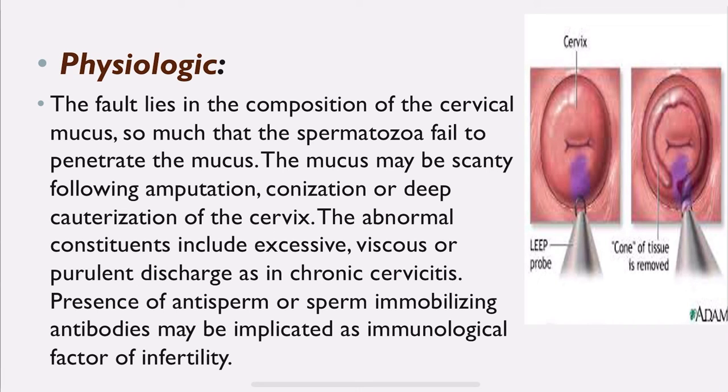So the fault lying in the cervix, what could it be? One, there must be some defect in the composition, or the mucus will be scanty. The mucus will be scanty in which conditions? When there is amputation, conization, or cauterization of the cervix. Then there could be anti-sperm antibodies produced in the cervical mucus against the sperms. And along with that, in chronic cervicitis, the mucus will be either excessive in amount, viscous, or purulent. This is about the physiological causes in the cervix.